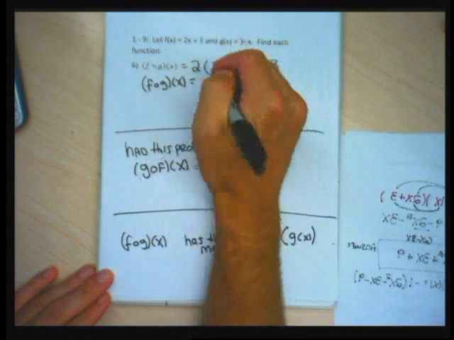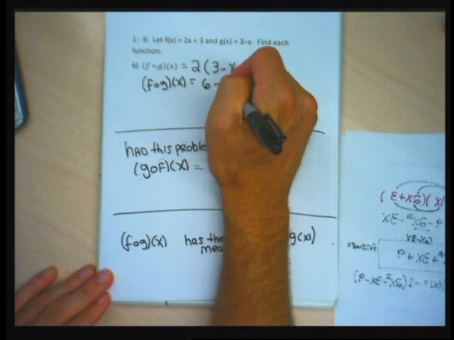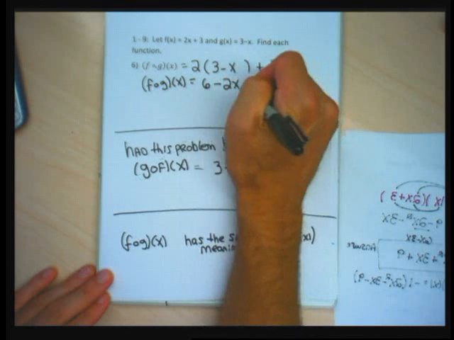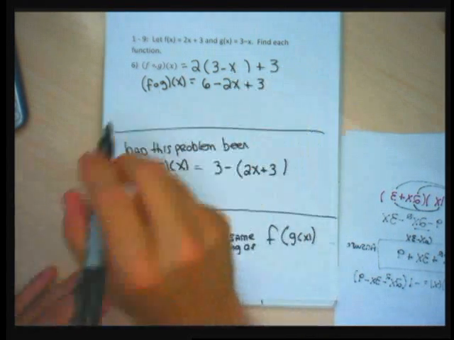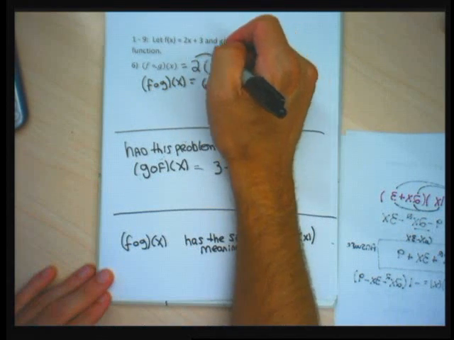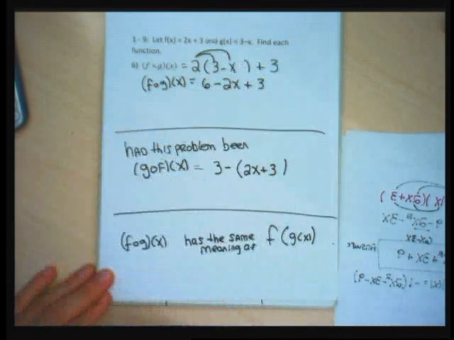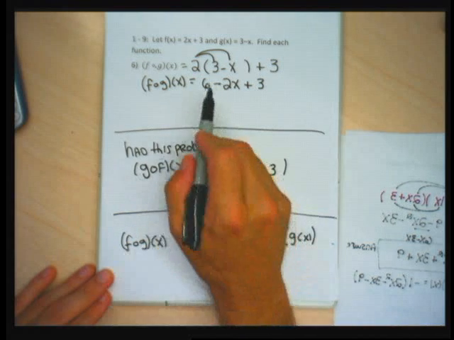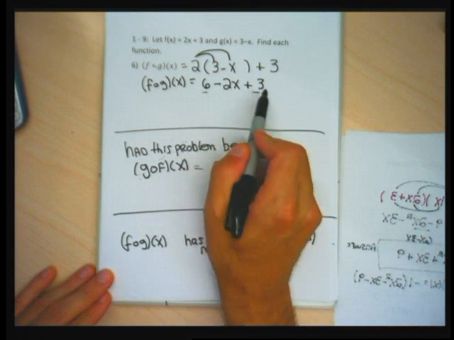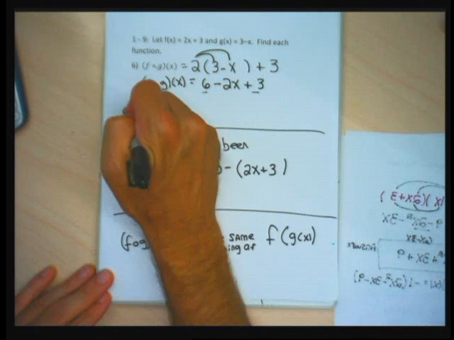And in none of these problems do I multiply by x, nor do I ever set my answer equal to 0. So I'm going to clear the parentheses that I put in by multiplying 2 times 3 and getting 6, 2 times minus x and getting minus 2x. And now I'm going to combine the 6 and the 3. I'm ready to write my answer.